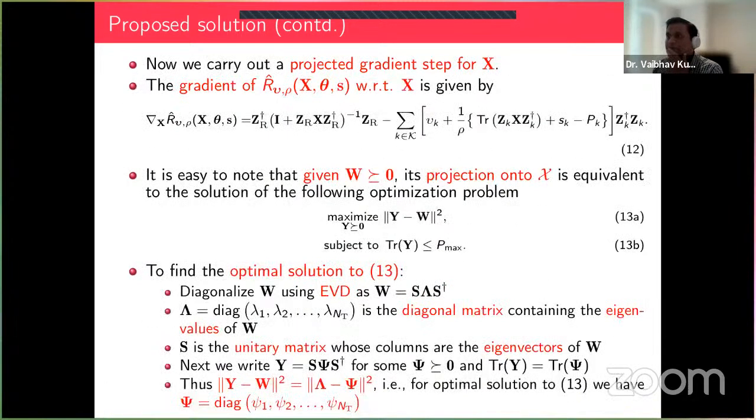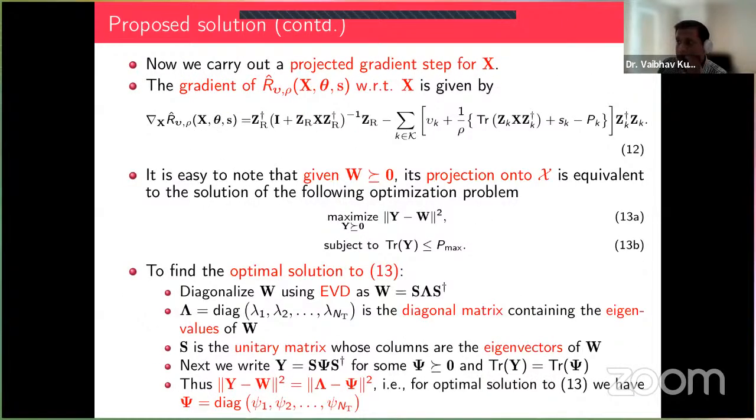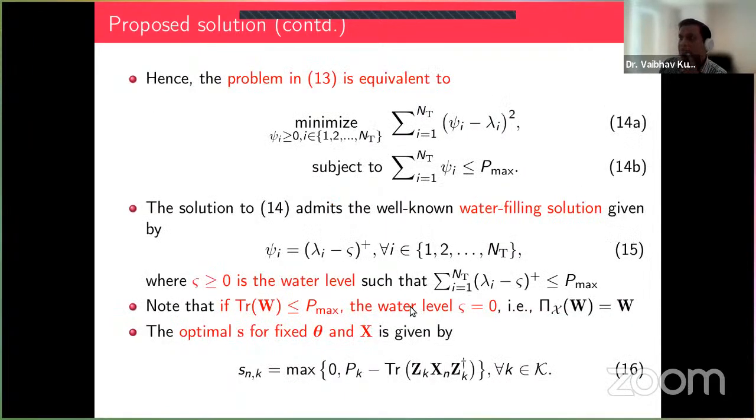Okay, and then we do a similar thing for my transmit covariance matrix. We take the gradient with respect to x for this r hat that is given in 12. Now the projection onto the feasible set X is basically a water filling problem. Since it is very well known, we can do this with the projection onto simplex. That is what I have explained here. I won't go into detail. I believe you know this: you just need to do the eigenvalue decomposition and put your powers on your dominant eigenmodes.